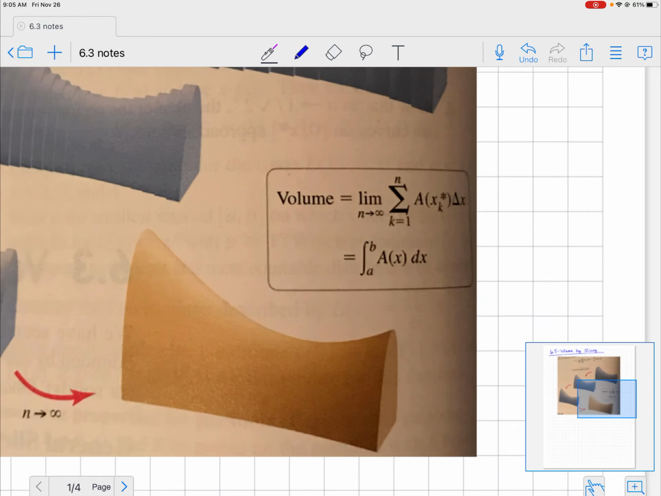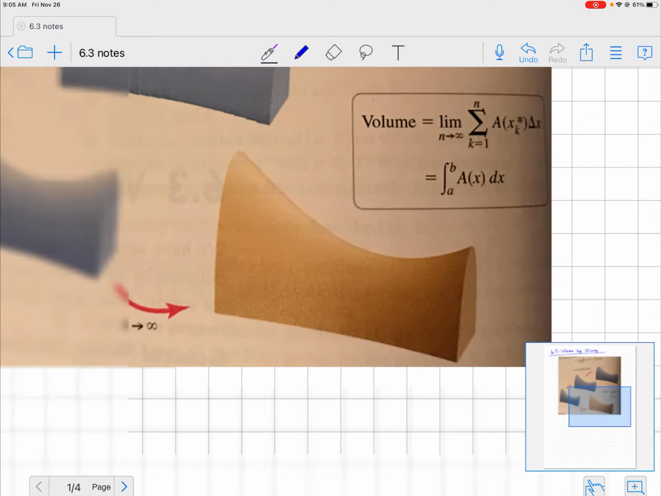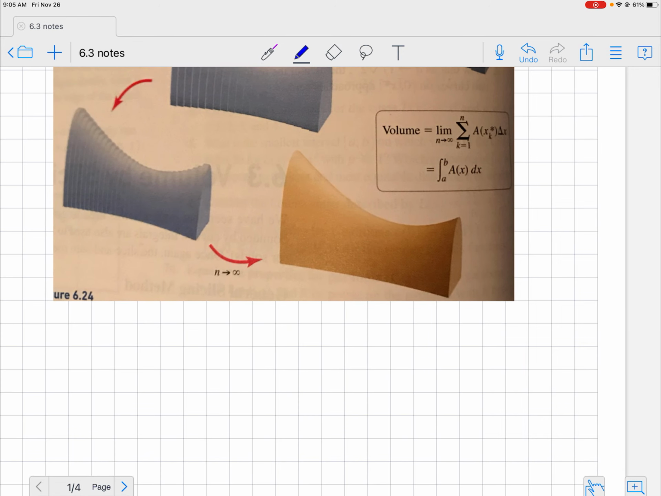So I'm going to zoom in a little bit here. So we have infinitely many, the limit as the number of slices goes to infinity. Then I'm going to take whatever this slice is, whatever this shape is, and take the area of that in infinitely many areas. That's going to get us our volume. Okay, so this is the general basic rule that we're talking about.